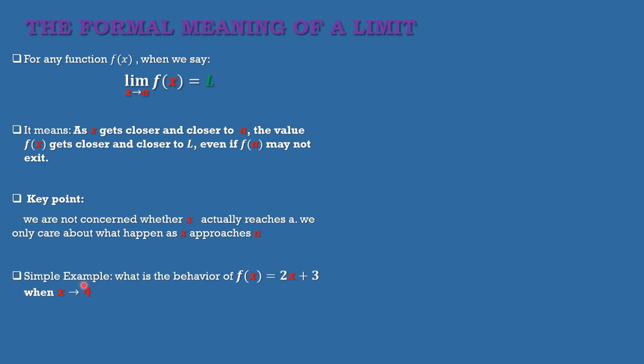So here, a very simple example is here for us to understand this particular concept. What is the behavior of f of x equal to 2x plus 3 when x approaches 4? In this case, we can write this mathematically as the limit as x gets closer to 4 of 2x plus 3. We want to know the behavior of this function when x gets closer and closer to 4.